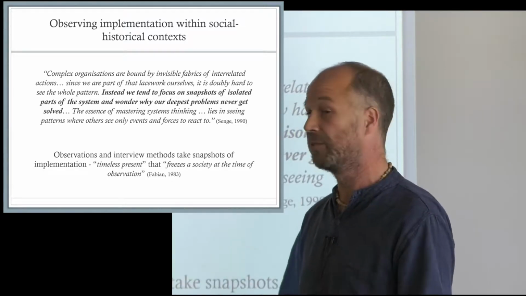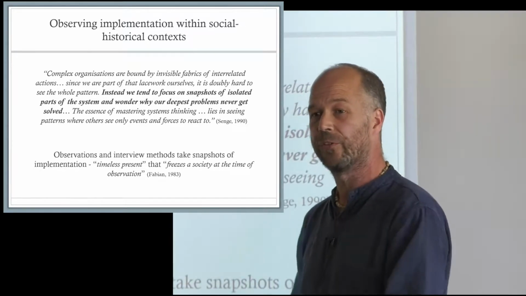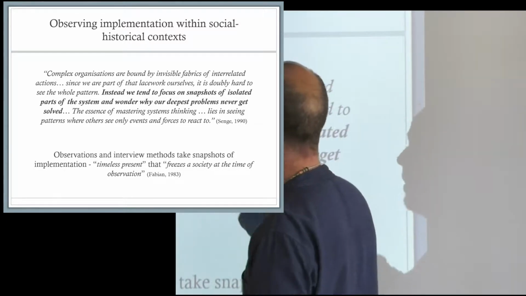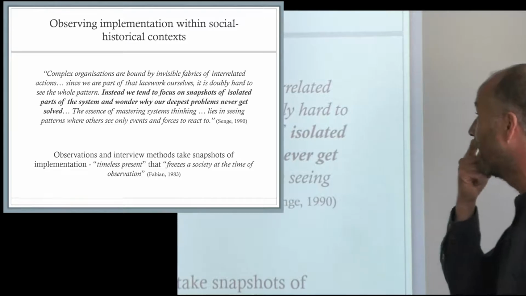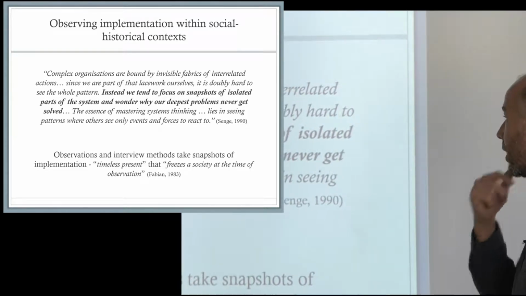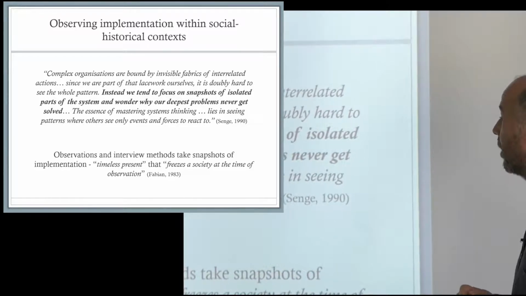You might then go and do some observations. They tend to be on a day. So where is this dynamic process we've been talking about? So Senge said, complex organisations are bound by invisible fabrics of interrelated actions. Since we are part of that lacework ourselves, it is doubly hard to see the whole pattern.